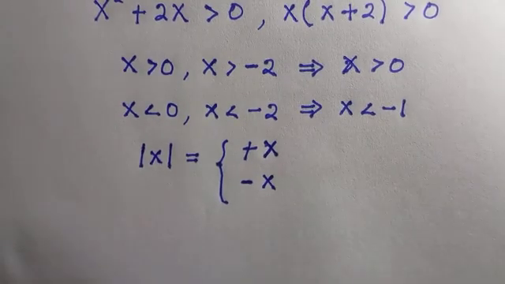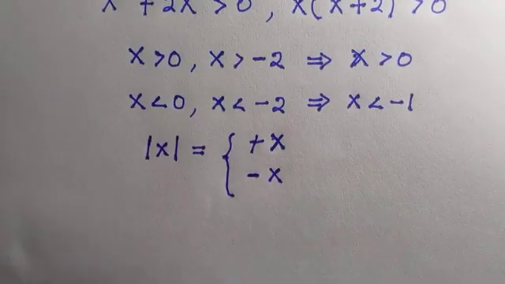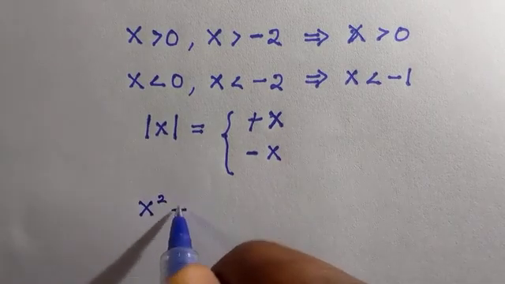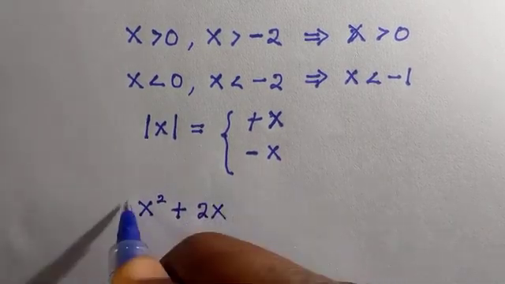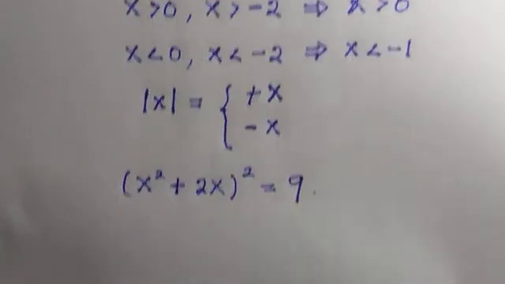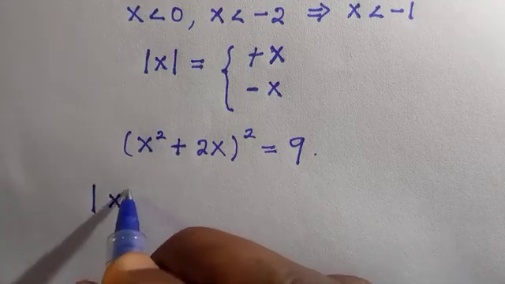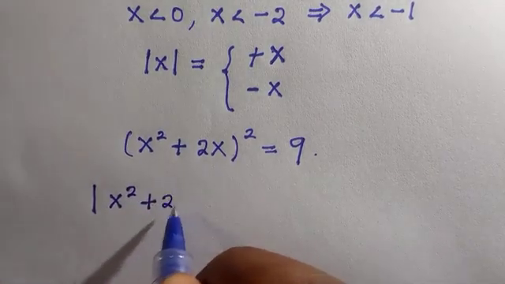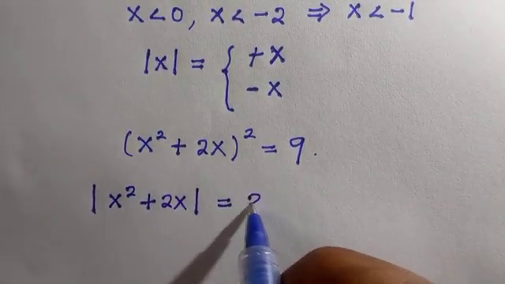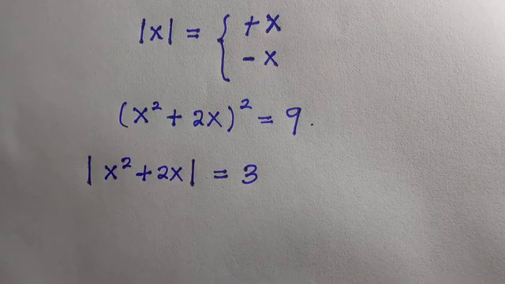So given this, we now recall from the problem, if you introduce the absolute value to it, (x squared plus 2x) raised to the power 2 equals 9. By taking the absolute value of this, we reduce 9 to 3, and we have the absolute value of x squared plus 2x equals 3. So we have applied the rules of complex numbers and the rules of absolute values here.